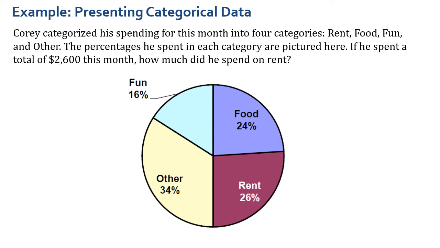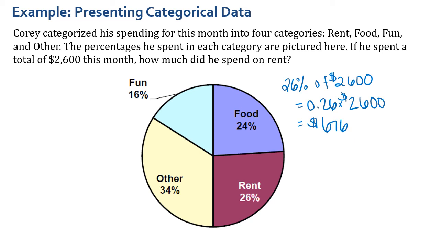So the percentage he spent in each category is pictured here. If he spent a total of $2,600 this month, how much did he spend on rent? Okay, so 26% of the money he spent went to rent. So 26% of $2,600 went to rent. If I wrote that as a mathematical statement, 0.26 times 2,600 ends up giving $676 that went to rent.